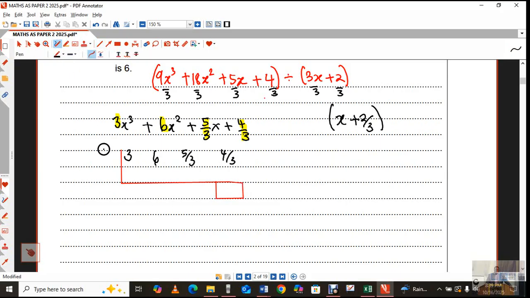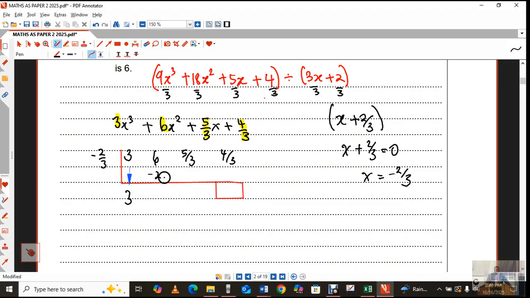And then on this side, you're going to have your negative 2/3 here. That's what you're going to do, coming from x plus 2 over 3 equals 0, and then x equals negative 2 over 3. The first thing you do is you bring down this 3. So that is 3. Then you multiply these two together. If you multiply negative 2/3 times 3, you're going to get negative 2 as an answer.